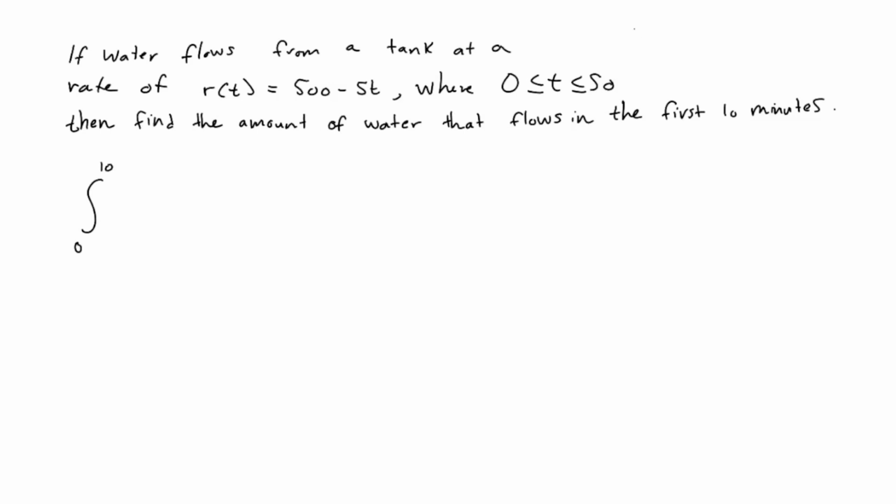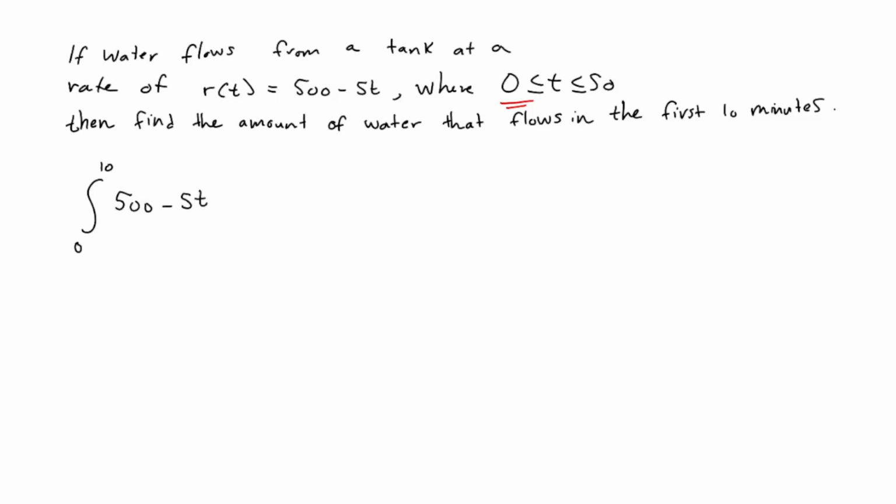In accordance with what they're telling us about the time, right? It can be equal to 0 and caps at 50. So we are going from 0 to 10 in terms of our time. As we're setting up this integral, we will see that we will have to use this function that they're giving us inside of our integral. Okay, so let's write that down. So it's going to be 500 minus 5t.